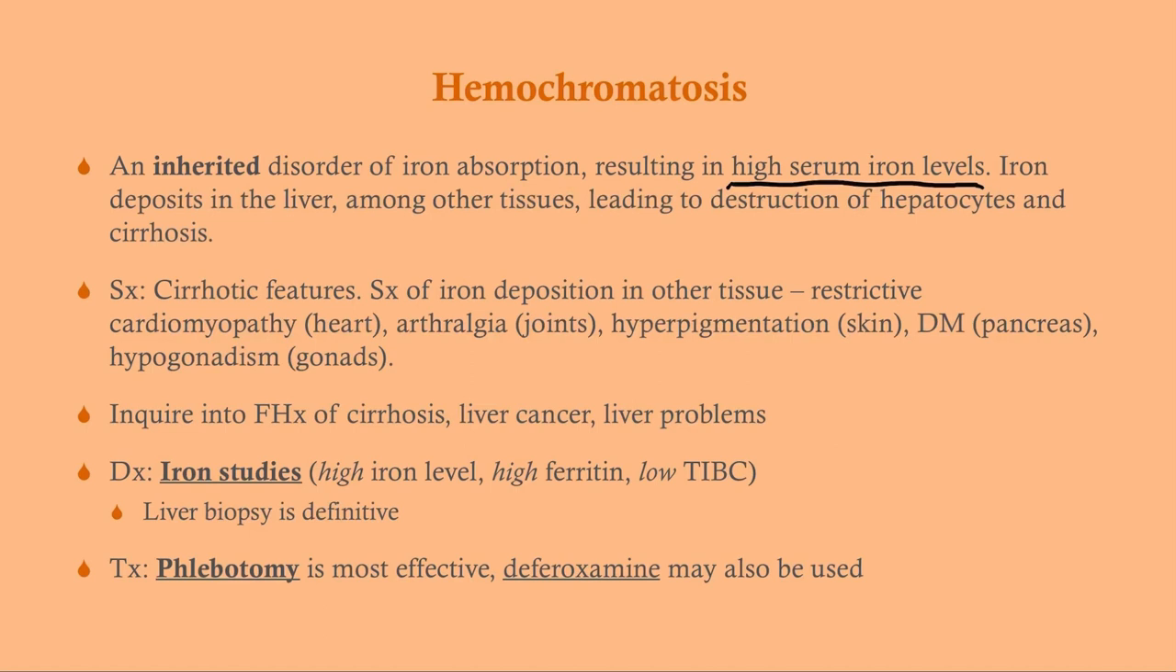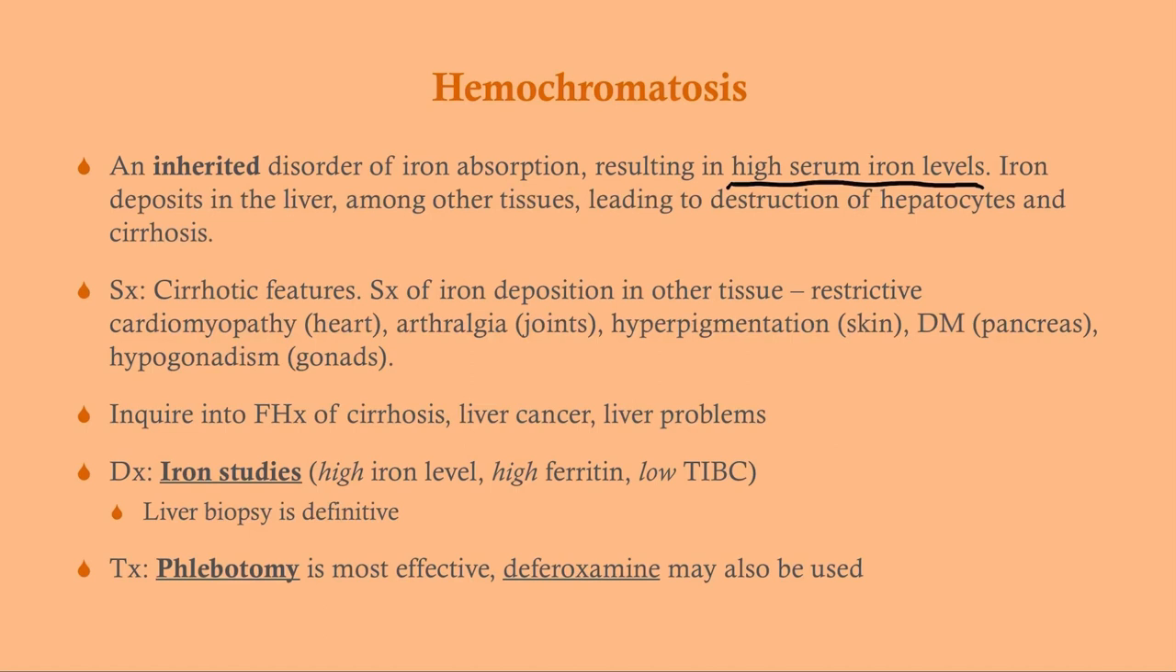So you get the iron level and the ferritin and the TIBC that we get hematologically to see if someone's iron deficient. And what you see is pretty much the exact opposite. They'll have a high iron level, a high ferritin, and a low TIBC. The liver biopsy technically is definitive, but you can generally diagnose this with iron studies and your clinical picture.